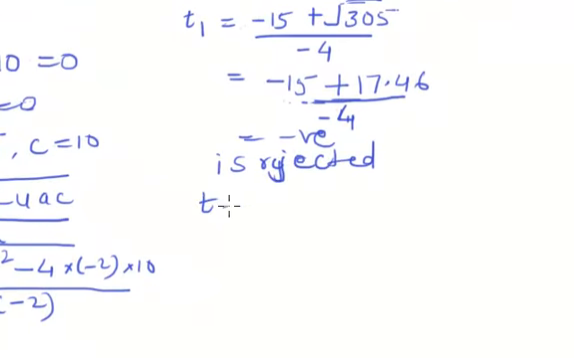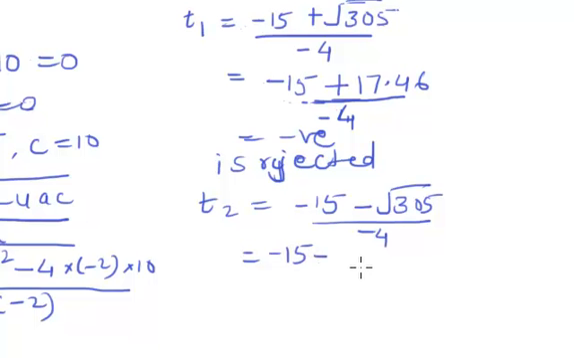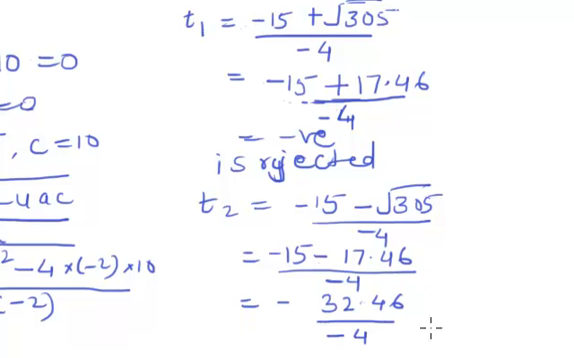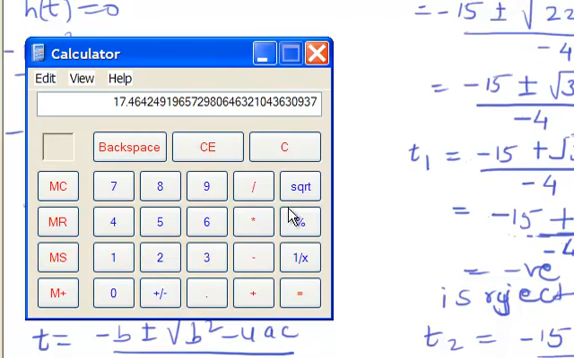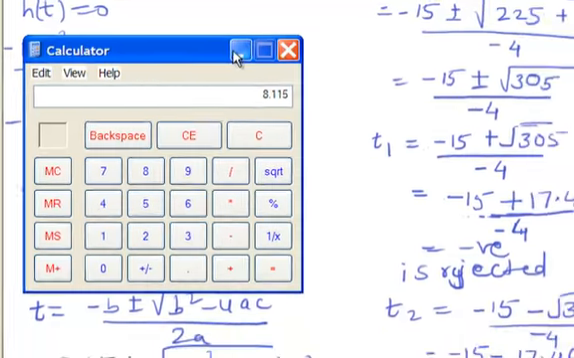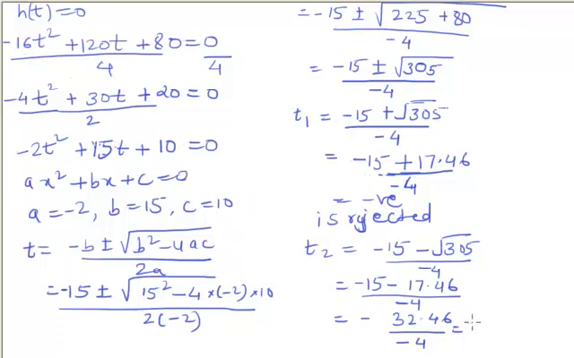Time cannot be negative, so the second value, t2, is minus 15 minus root 305 over minus 4, which is minus 15 minus 17.46 over minus 4, that is minus 32.46 over minus 4. 32.46 divided by 4 is 8.115 seconds. So after about 8 seconds the rocket will reach the ground.